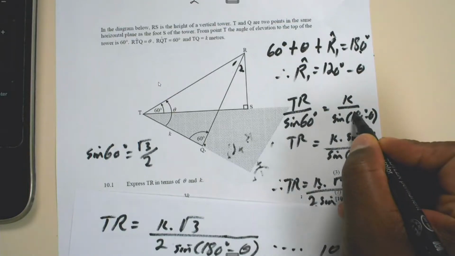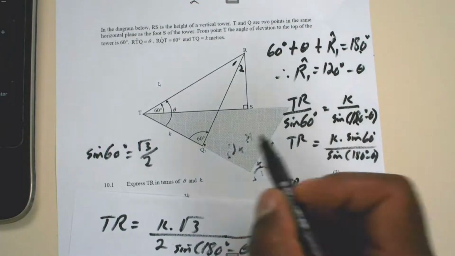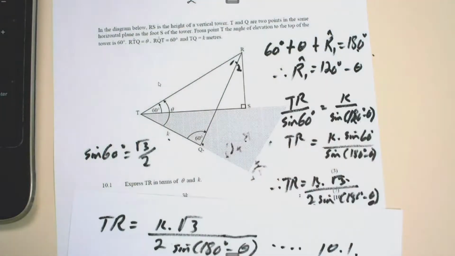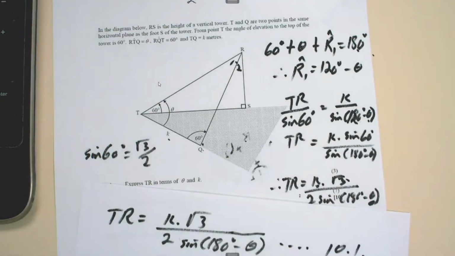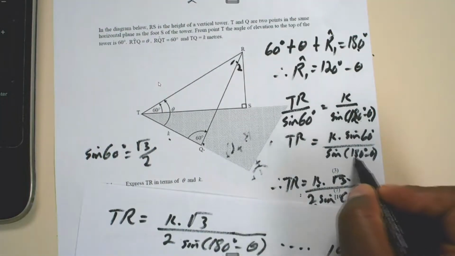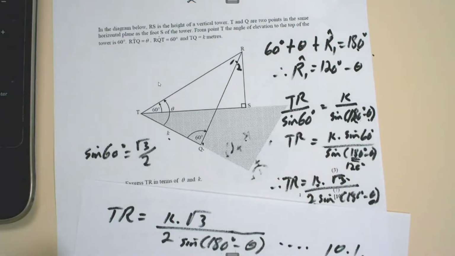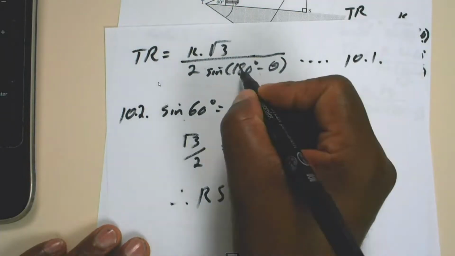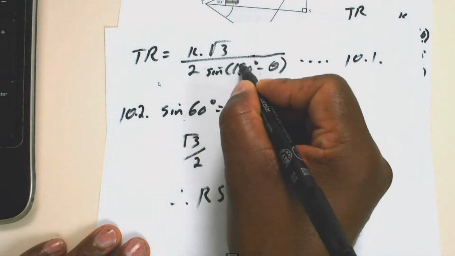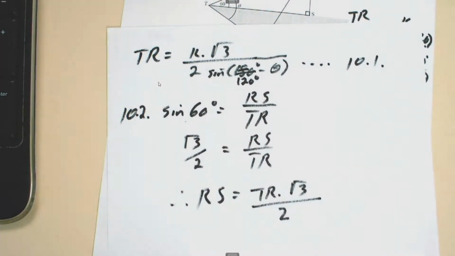I've made a mistake here. It should be 120 minus theta. It should be K over the sine of R1, and R1 is 120 minus theta. Pardon me for the mistake. Where you see 180 here, it should have been 120 degrees minus theta. Now let me come back here. It should be 120 degrees minus theta.